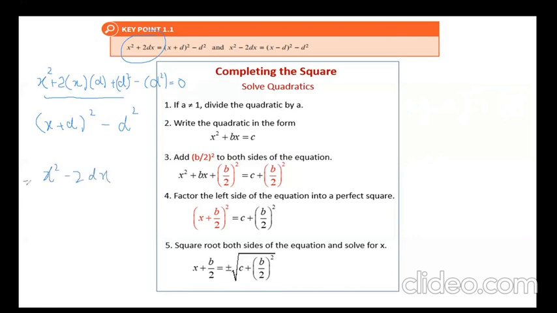Okay, now in the second case, x square minus 2dx. This must be equal to a square minus 2ab plus d square minus d square. So this is the formula of a square minus 2ab plus b square, so (x minus d) whole square minus d square. So these are two general forms for when we apply positive or negative.